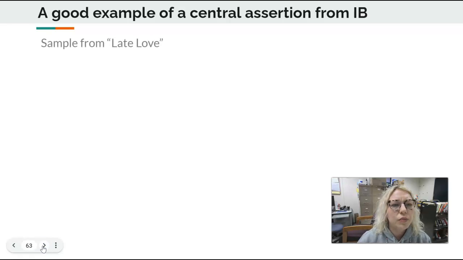The first example comes from the poem Late Love. So these are IB examples, so we know for sure that they're good examples because the Smarty Pantses over at the IB organization, the IB program spelled with 2 M's and an E, said that these were good. So we're going to use theirs first, and then I'll show you a version of my own.